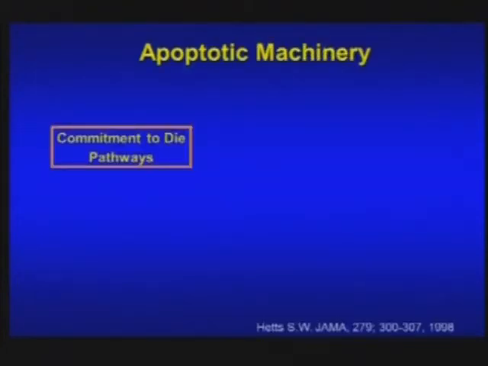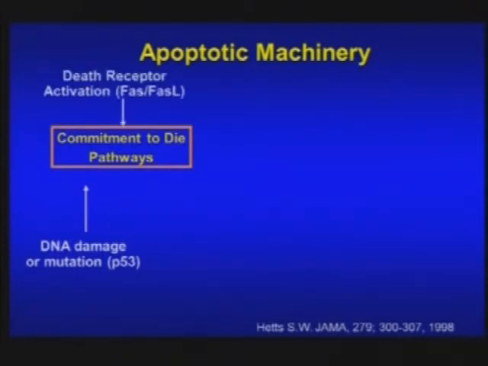There are a number of ways in which to trigger apoptosis. For example, it can be activated by DNA damage or mutation, and this is usually through p53. The apoptosis pathways could also be activated through death receptor activation with their ligand. And in Barrett's, we see this with FAS and FAS ligand.